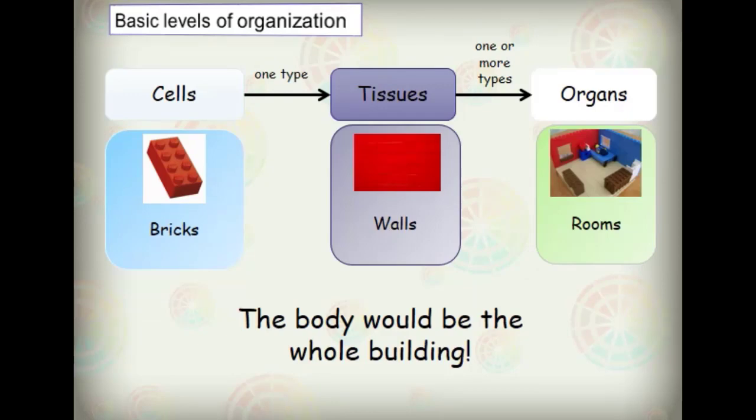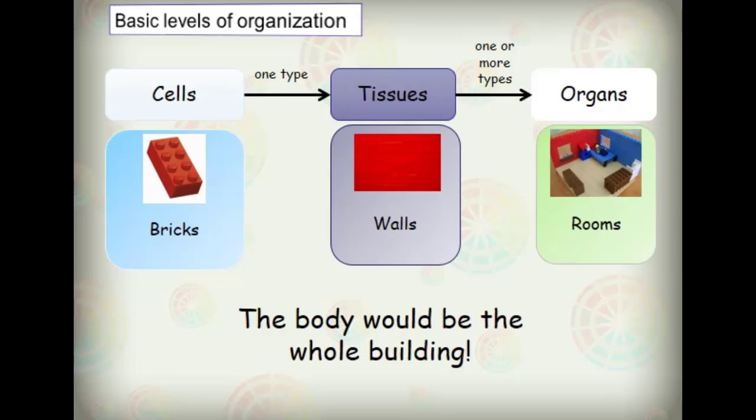Let me describe the basic level of organization to you. Organization means organizing something, like you are putting your books in your racks, your clothes in your cupboard, you are organizing the things in your room. Same is the case in the human body. Everything is organized from the simple to the complex.